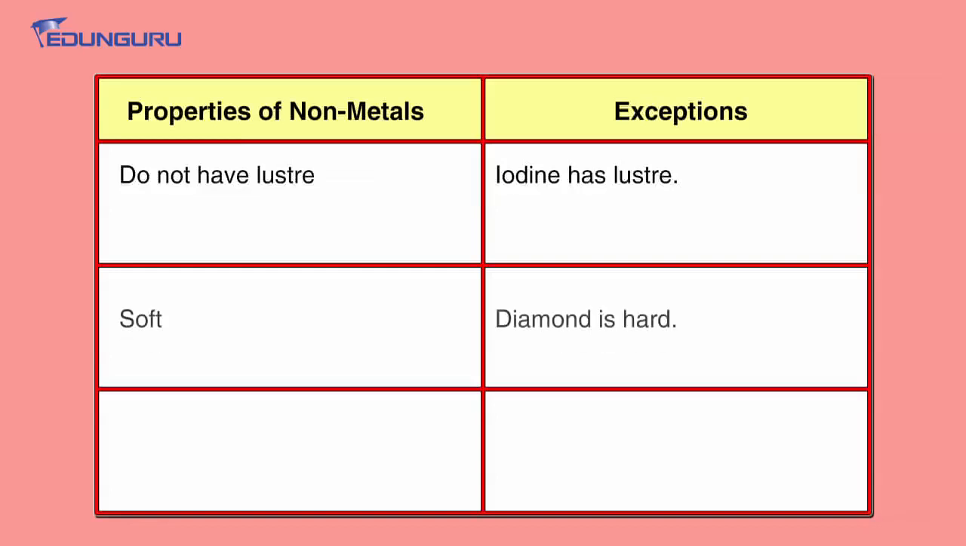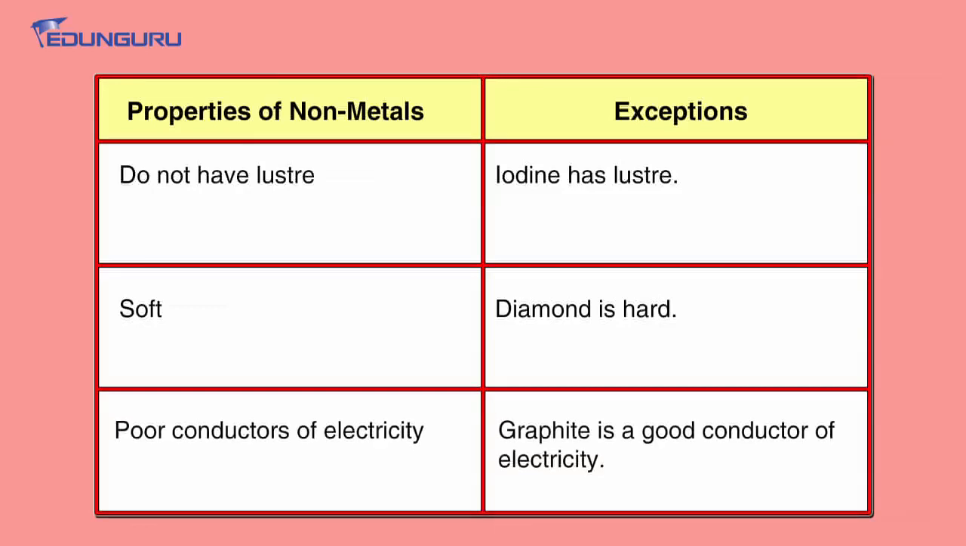Generally, non-metals are soft, but diamond, which is an allotrope of carbon, is the hardest substance present in nature. Another allotrope of carbon, known as graphite, is a good conductor of electricity, whereas non-metals are poor conductors of electricity. So we see that physical properties cannot be used to differentiate between metals and non-metals accurately. We will now discuss in the next module how chemical properties can be used to distinguish between metals and non-metals.